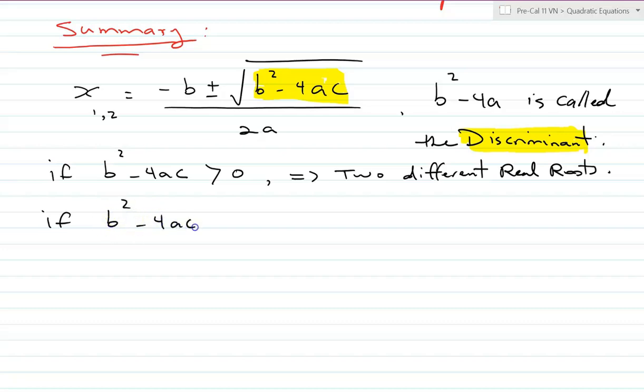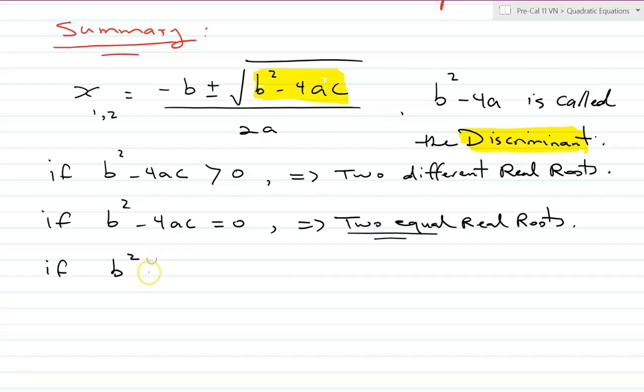Okay, and now you can go ahead and do the rest of it. So if b squared minus 4ac is equal to 0, what will you have? You will have two equal real roots, or you can say 1, but it's 2 equal, which is the same 1. And then the last piece is that if the discriminant b squared minus 4ac is less than 0, then you will get no real roots. Okay, simple as that.